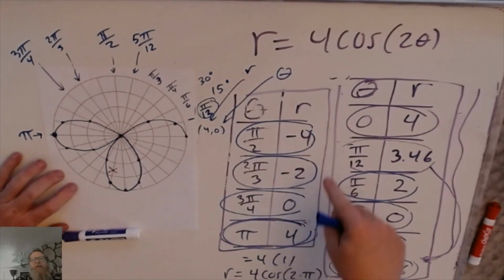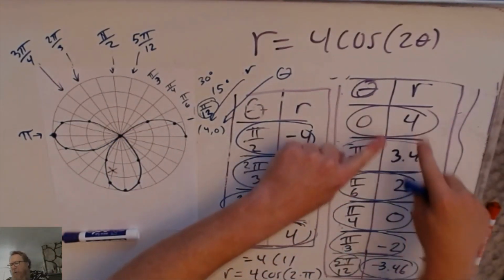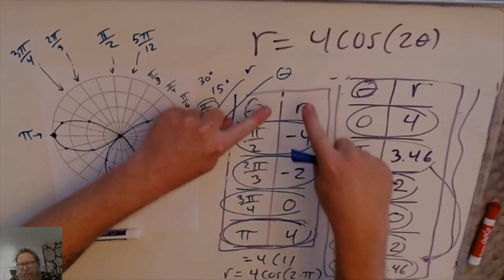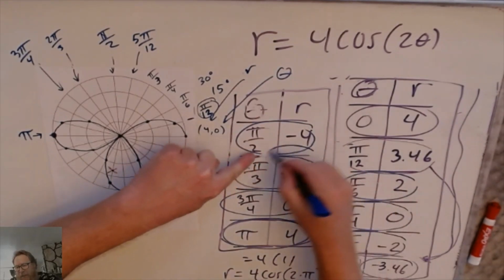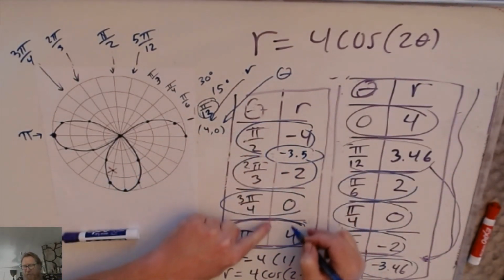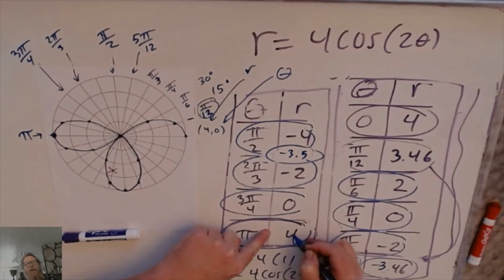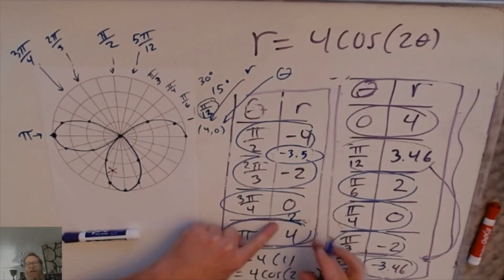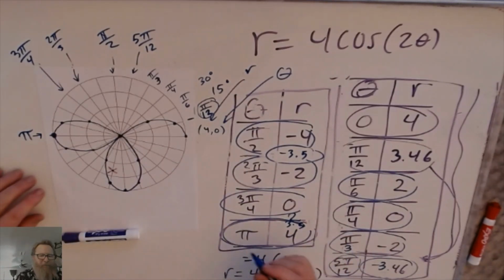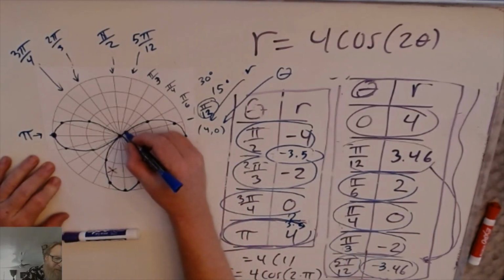So this pattern, 4, 2, 4, 3.5, 2, 0, negative 2, negative 3.5, negative 4. In between these two, there was another negative 3.5, 2, 0, 4, right? So there was another 2 and then another 3.5. It's just going to keep doing that pattern over and over and over again. And then it's going to come up here.